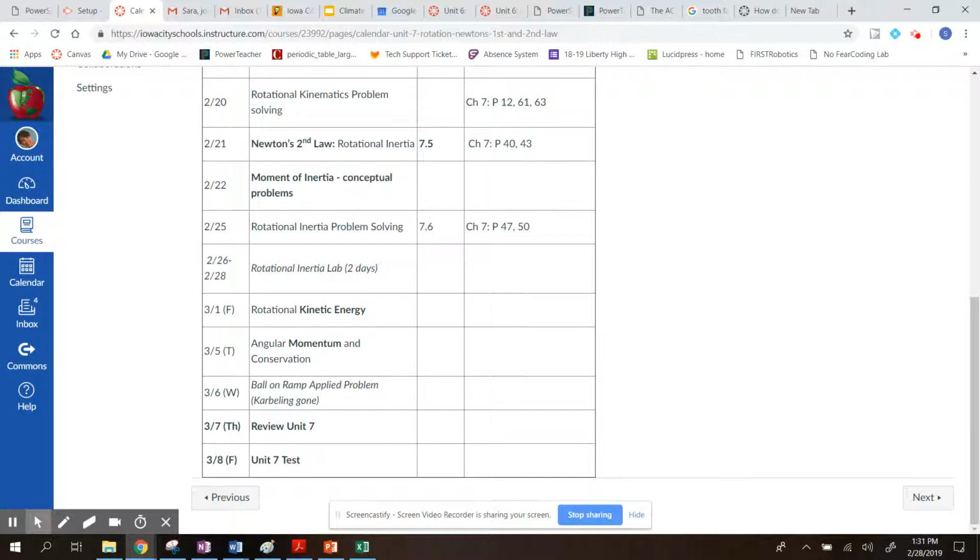Then we have a 3-day weekend, or you have a 3-day weekend, lucky you. Tuesday, we're going to do angular momentum and its conservation. Wednesday, I'm going to be gone, but I will set up and show you what the applied problem will look like that you'll do on Wednesday while I'm gone. So it won't be a big mystery, but it's something that you can do without me having to be answering questions all the time, okay? Then we're going to review, and then we are on track to take a test over Unit 7 a week from tomorrow, okay? So that's where we're at.